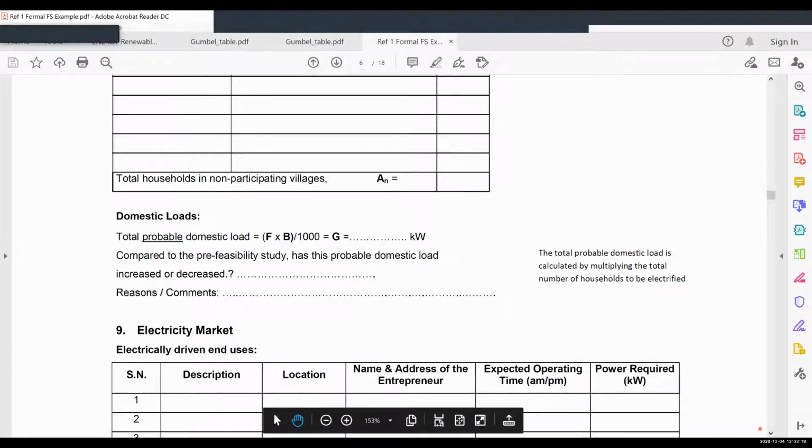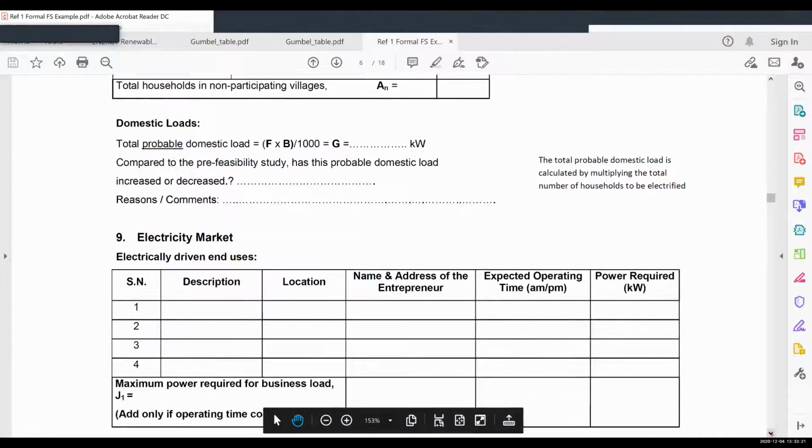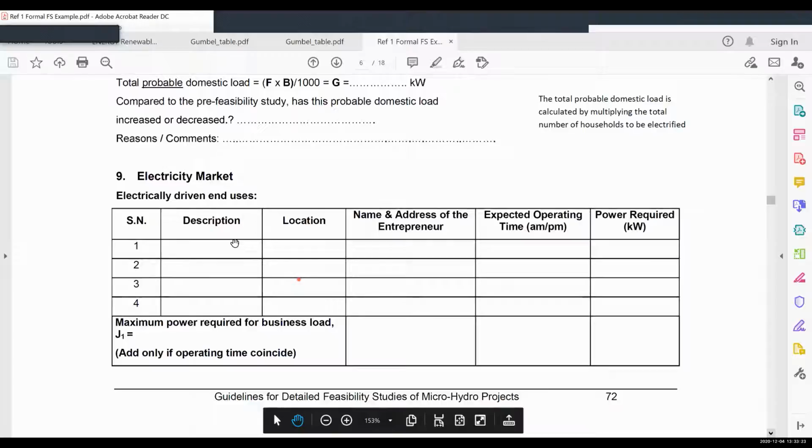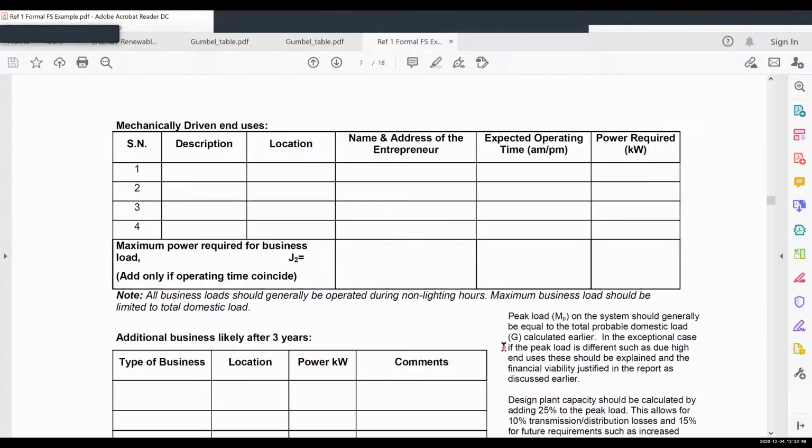Similarly, you find out the electricity market. What are the other electricity-driven uses? As I mentioned, agro processing, small mills, cold storage, small enterprise or sawmill and what have you. I showed you one diagram of the load curve, and what is the expected operating time? The schools, the colleges and other things, how much power they need, any business, then you do that.